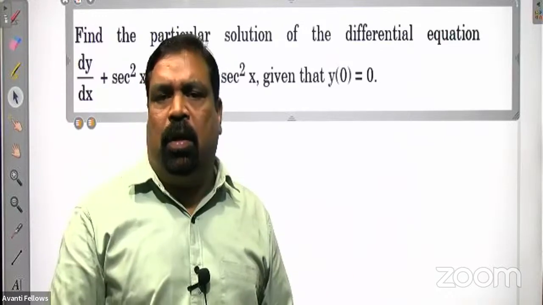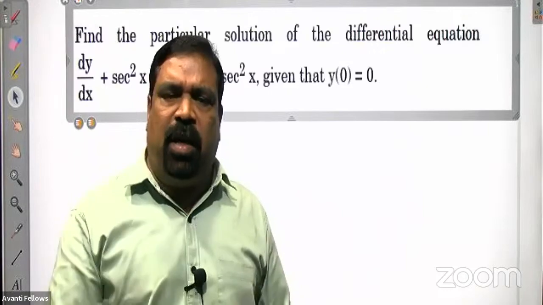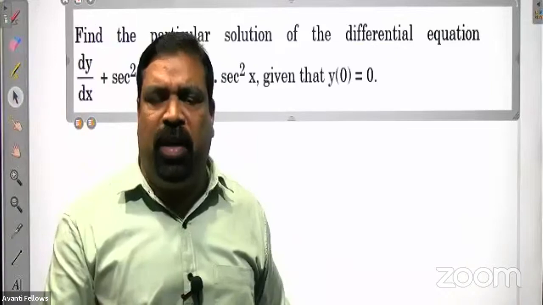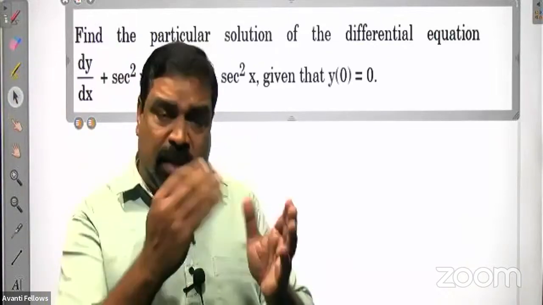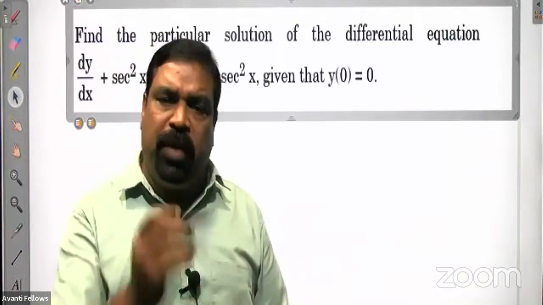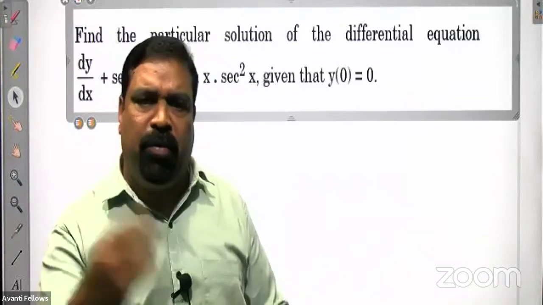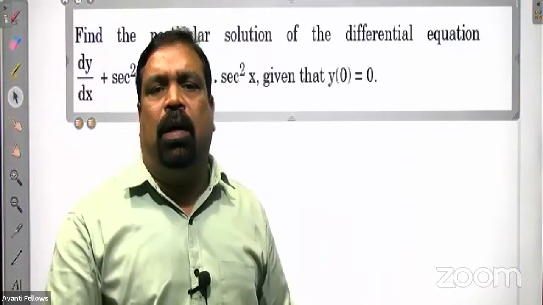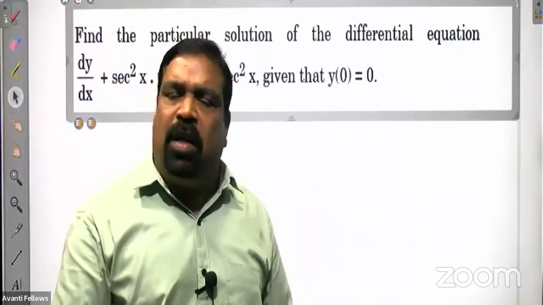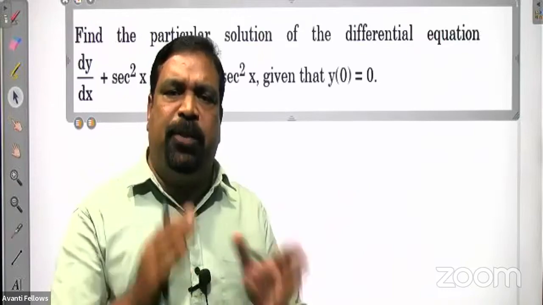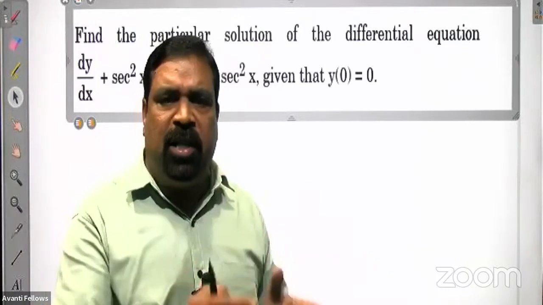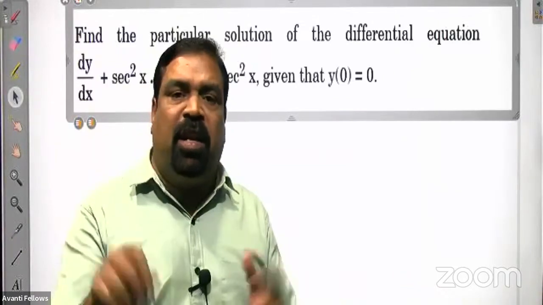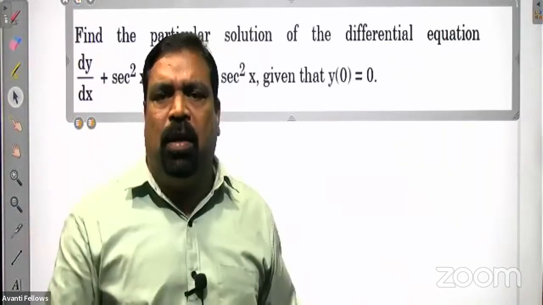Then we know the method. Either you put y equal to vx or x equal to vy, depending upon the equation. If it is dy by dx equal to form, then put y equal to vx. And if it is dx by dy equal to form, then put x equal to vy. And the third one is the linear differential equation, that is dy by dx plus py equal to q form. Then we know how to integrate using the integrating factor. There is a formula for the solution.